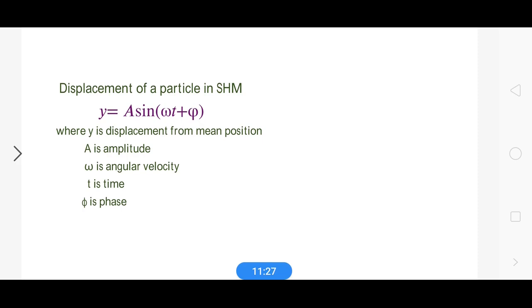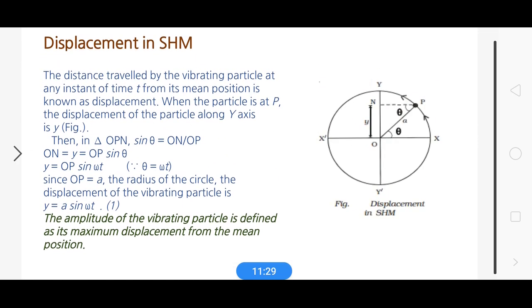Here the initial position of the particle is at mean position, so phi is equal to 0. Suppose it is initially at a point P, then we have to add the initial position of the particle as some phi. Phi indicates the initial position of the particle.